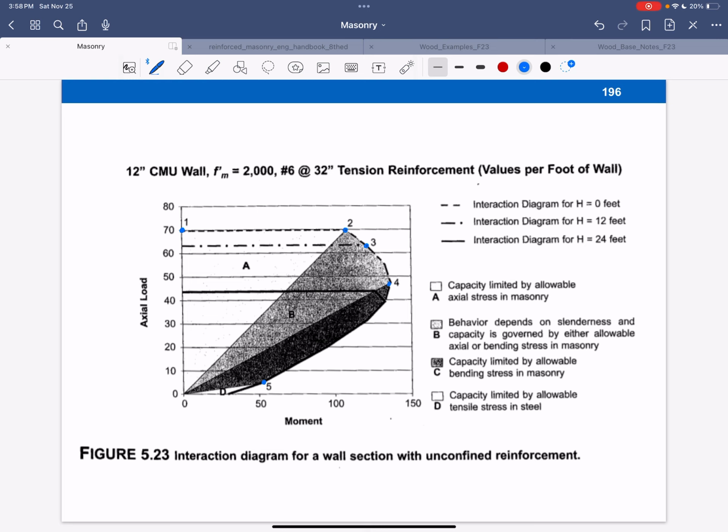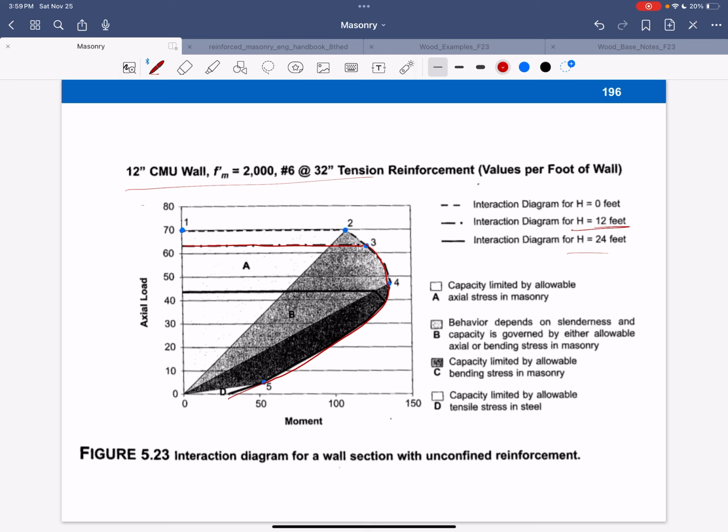So what does this look like? This is points 1, 2, 3, 4, and 5 that we just did. The top line here is for a height of 0 feet, in other words, completely braced, and it would just be the axial compression. But let's look at, say, 12 feet. So this is the actual interaction diagram in masonry for the 12-foot case, and then it goes back. And then this solid line coming all the way back would be if it was at a height of 24 feet. So they're just giving you an example for one type of wall.